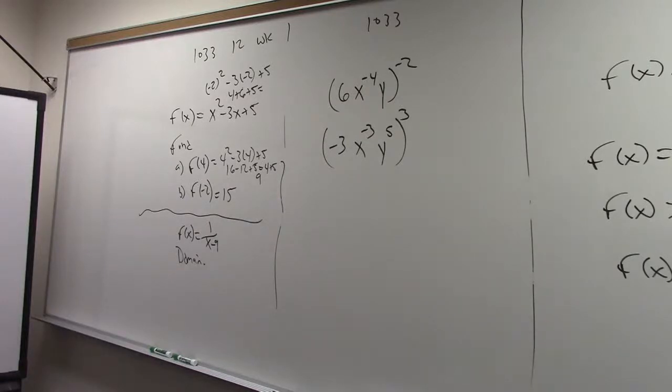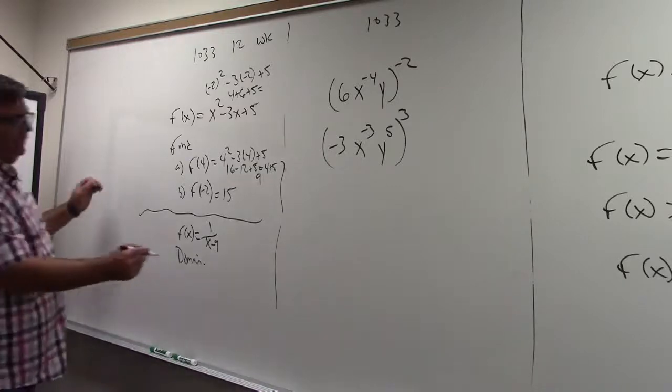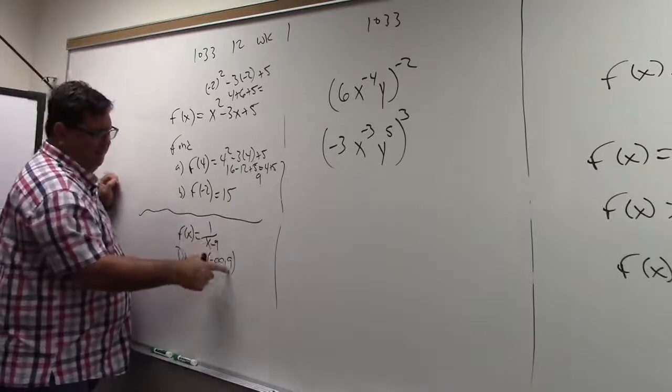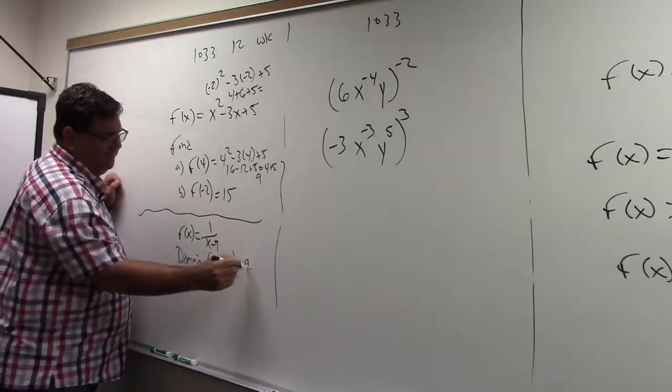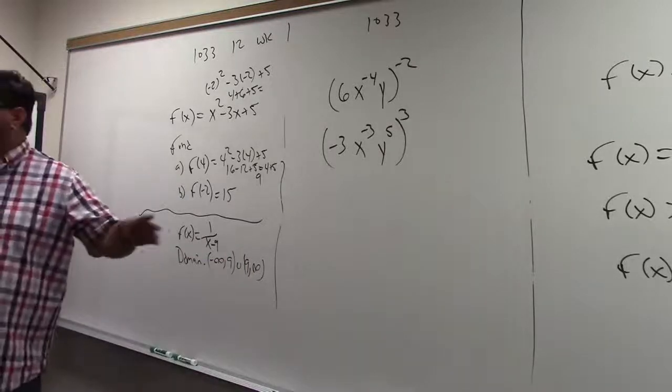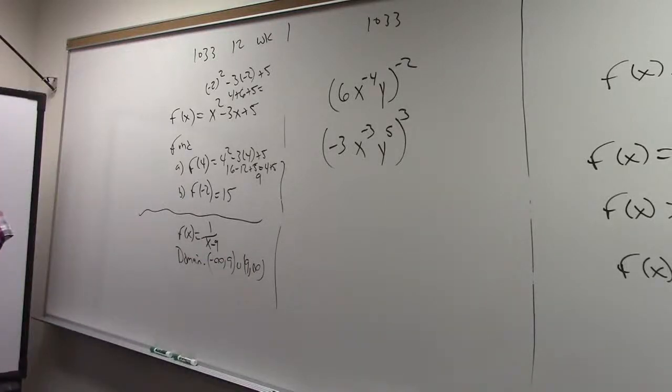Bottom part I got negative infinity and positive 9. Yes, negative infinity to 9. And then 9 to infinity. Keep the same number. Whatever number you use, you keep that number twice. Don't change the sign.